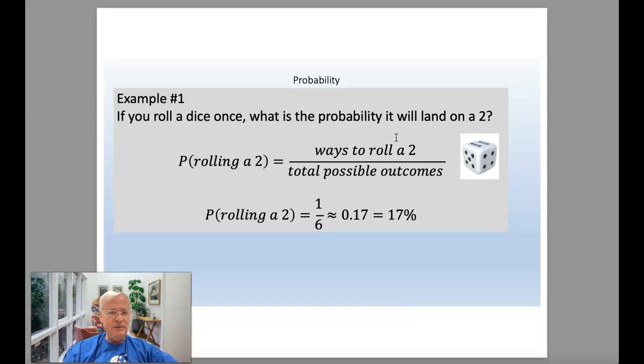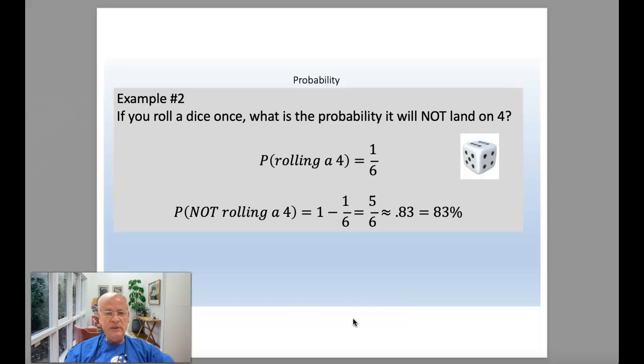A bunch of examples here. If you roll a dice once, what's the probability of landing on 2? Well, there's only one way to roll a 2, and there are 6 possible outcomes. So it's 1 over 6, 0.17, around 17%. That's the probability of rolling a 2 one time.